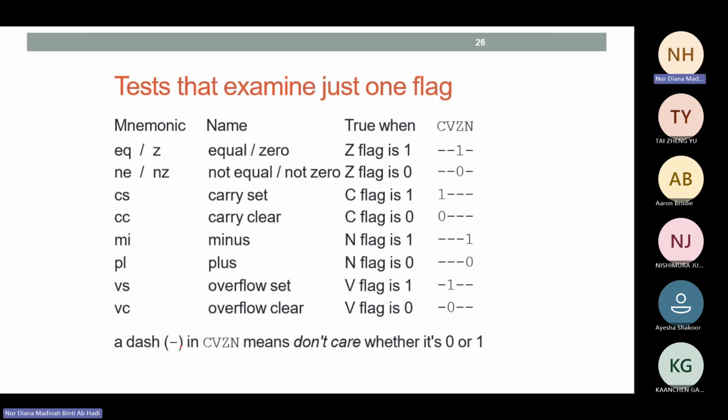So this would be the test that examines just one flag. You can see the mnemonic, you can see the description. A dash in your flag means it doesn't care whether it is 0 or 1.